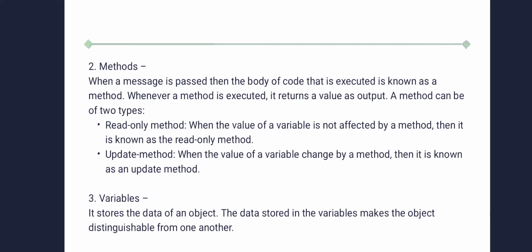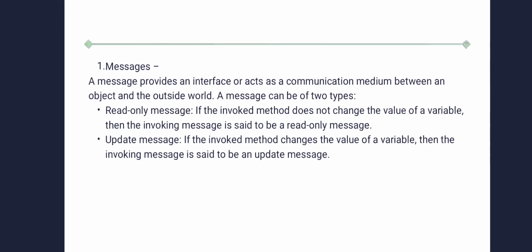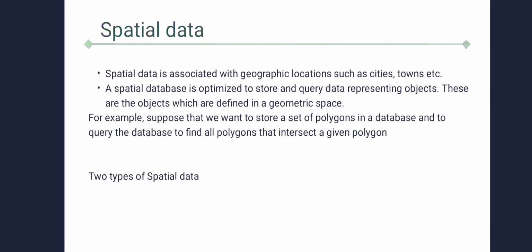The third is variable. It stores the data of an object. Any type of data like integer, float, string, letters can be stored in a variable. For example, int a = 10. A is a variable where you can store the data. It is a storage factor. It is a box where you can store the data, known as a variable. So the three types of objects are message, method and variable.